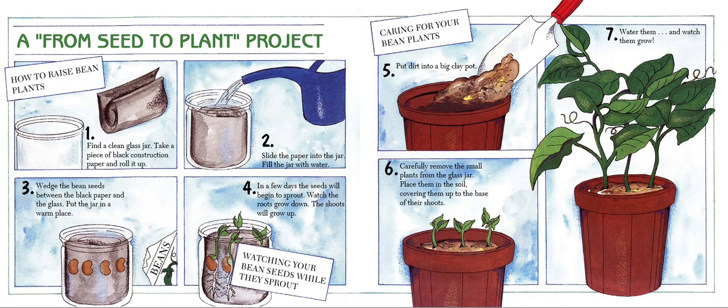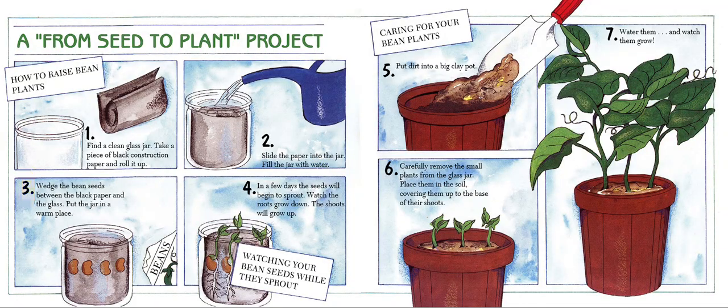A From Seed to Plant project. How to raise bean plants. 1. Find a clean glass jar. Take a piece of black construction paper and roll it up. 2. Slide the paper into the jar. Fill the jar with water.